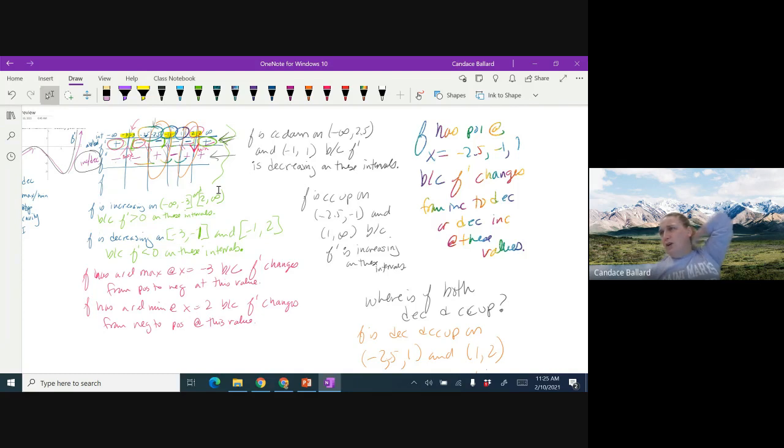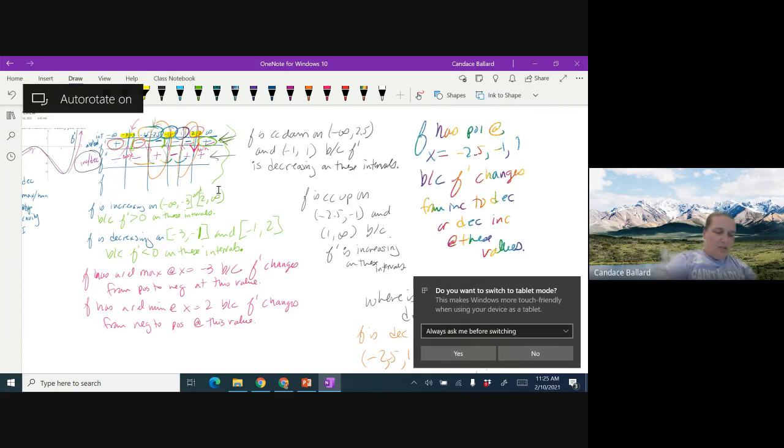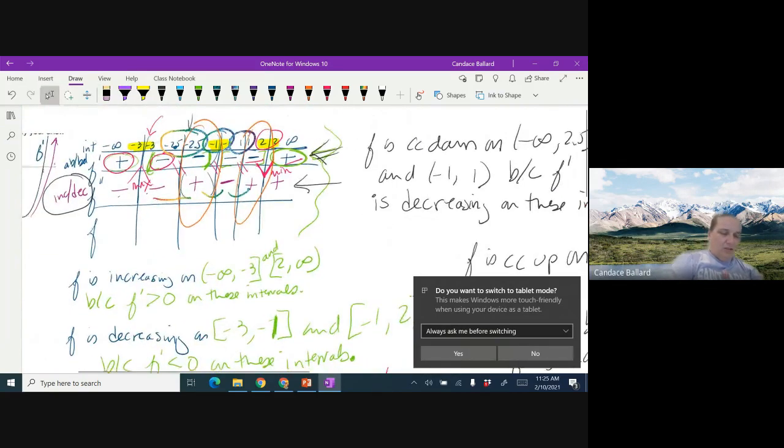What goes on f for the sign chart? Oh, I didn't even talk about it, did I? We just went into the explanations. So for f, we would see increasing concave down, decreasing concave down, decreasing concave up, decreasing concave down, and then decreasing concave up and increasing concave up.